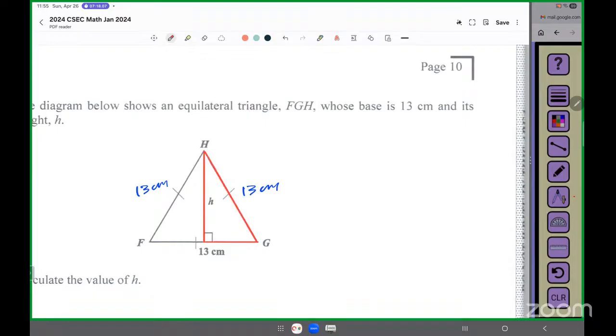In that right angle triangle, we're now trying to find the height h. This length is going to be 13 over 2 centimeters, that's half of the base. I could put 6.5, right?